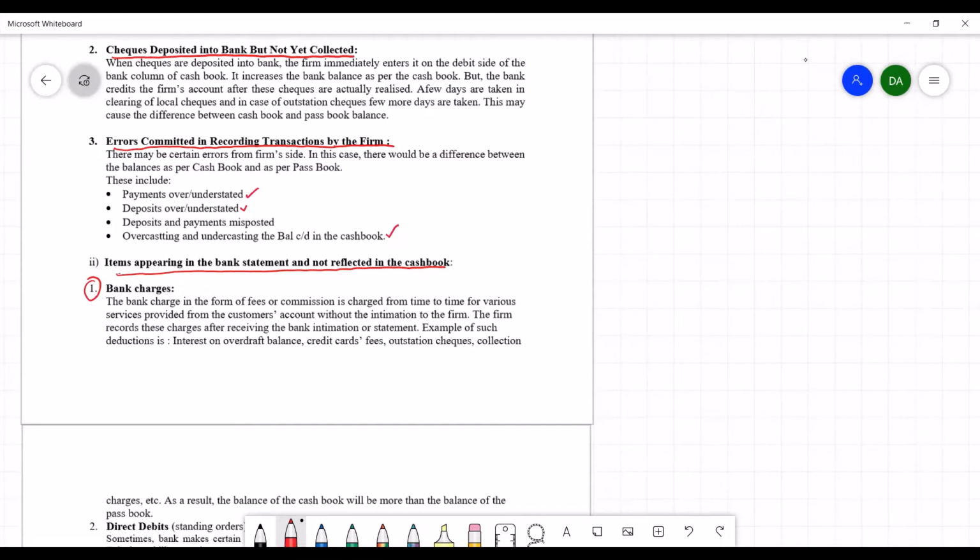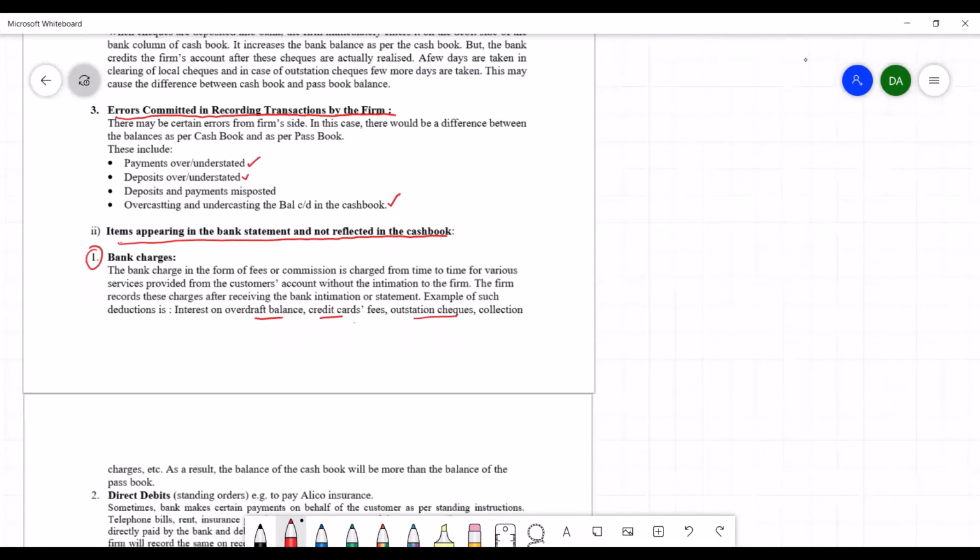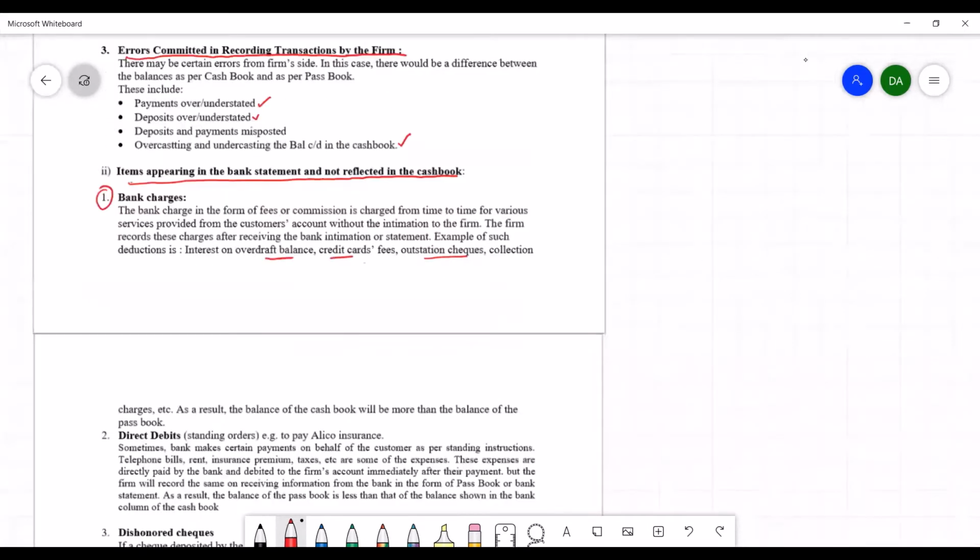And these are usually not reflected in the cash book unless the bank statement has been collected, and then you can find the charges which have taken place. They include overdraft interest, credit card fees, outstanding checks, etc. So these are found in the bank statement only, but not in the cash book.